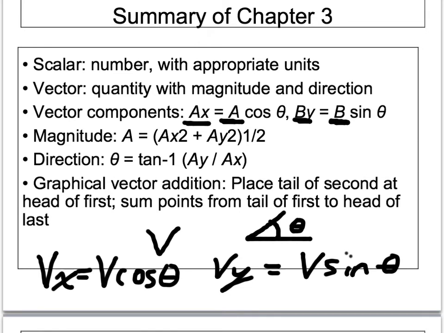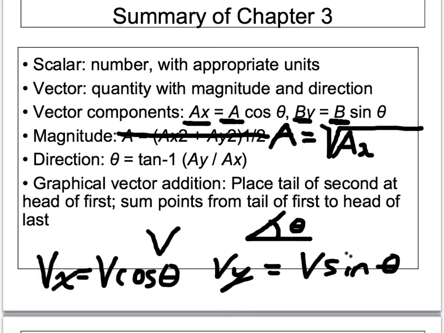To find the magnitude, and the computer messed up the scripts here, so let me rewrite this one. To find the magnitude of a vector, it is A equals the square root of Ax squared plus Ay squared. Pythagorean theorem, c squared equals a squared plus b squared.